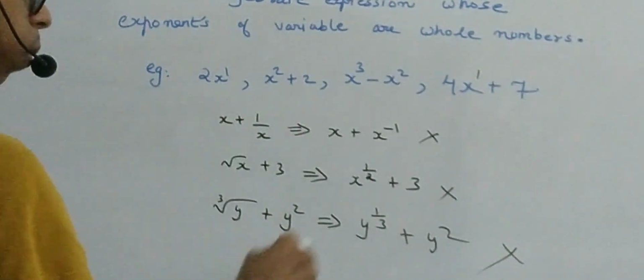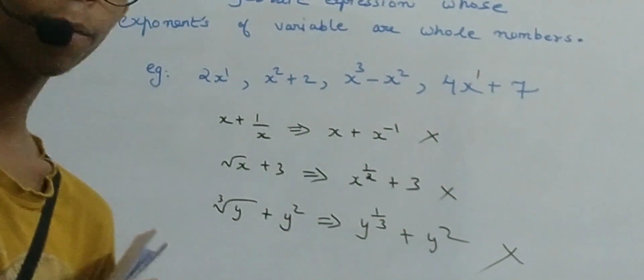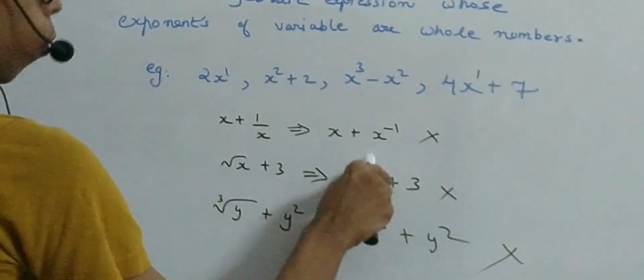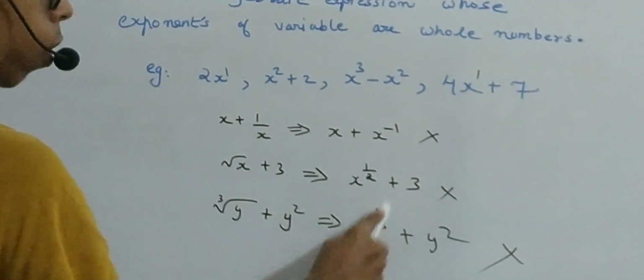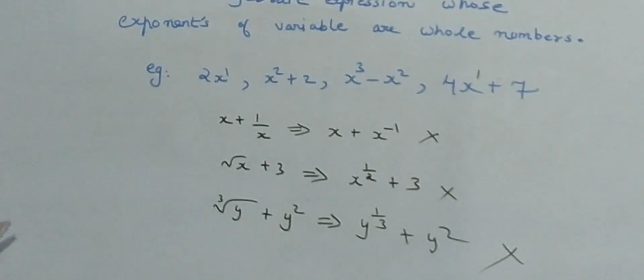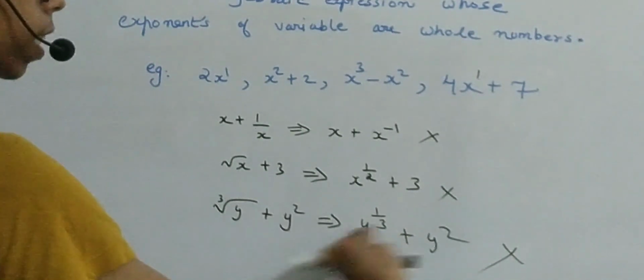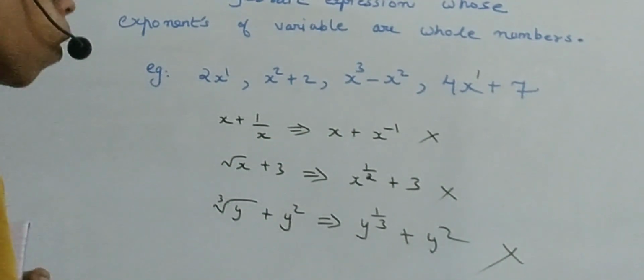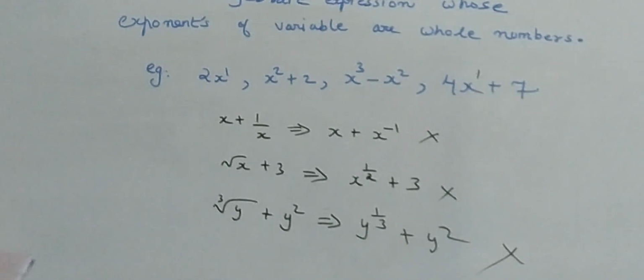But the examples we saw, x raised to minus 1. Minus 1 is not a whole number. 1 by 2 is not a whole number. 1 by 3 is again not a whole number. So definitely these things cannot be a polynomial. Okay, I hope it is clear to you.